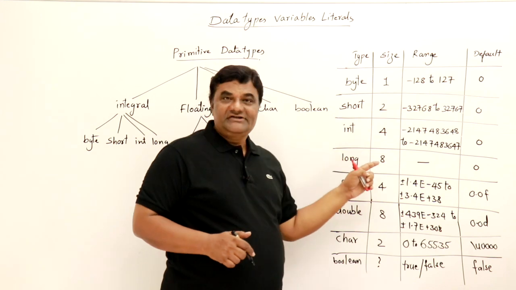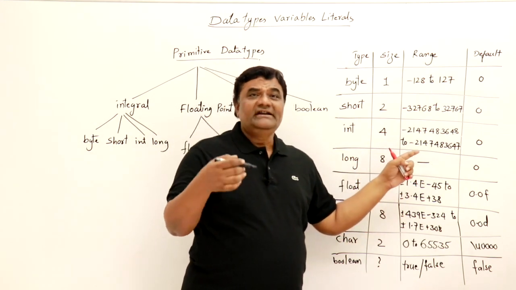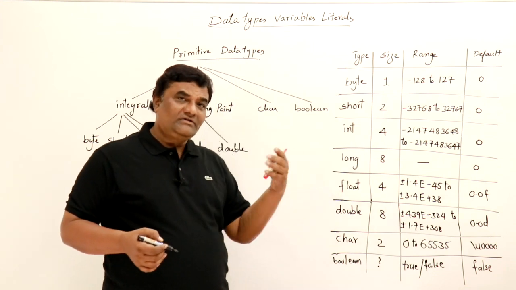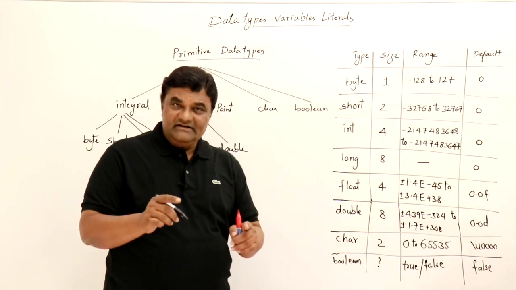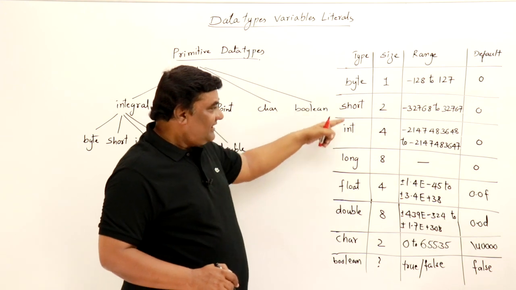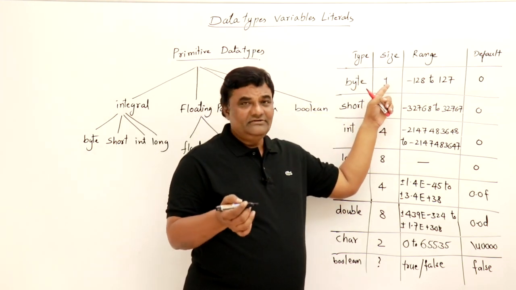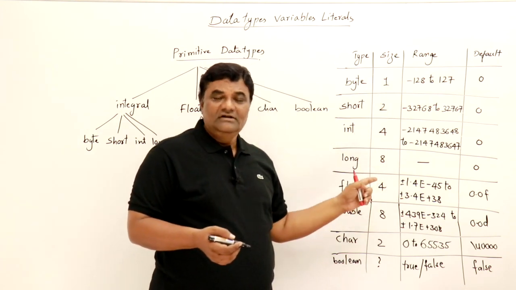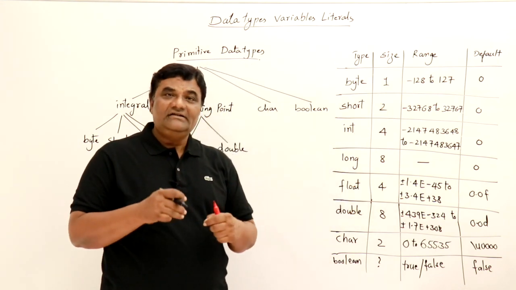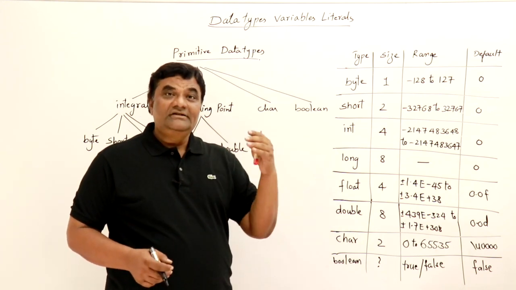Then long takes 8 bytes. I have not written the range, but it is more than 18 digits, like 19 digits, though not a full 19 digits. All these are integral types. If you observe, the sizes are different. If you have a smaller integer number, you can go for byte. If it is a little bigger, you can go for short, and so on. Depending on the size of the data that you are going to store, you can take a suitable data type.